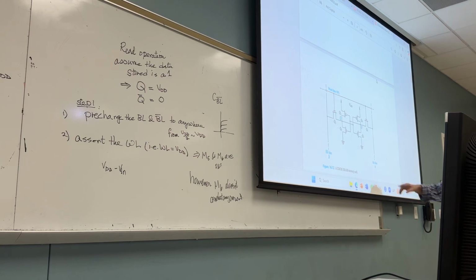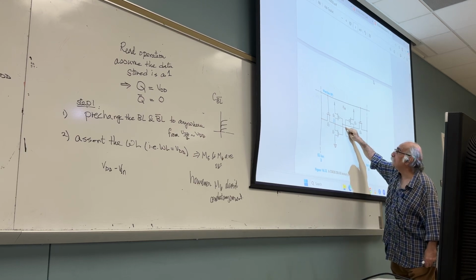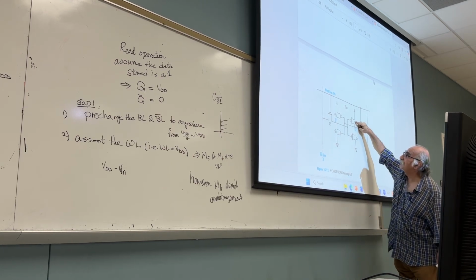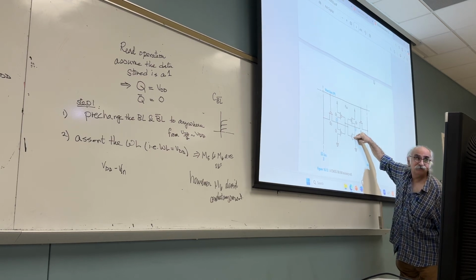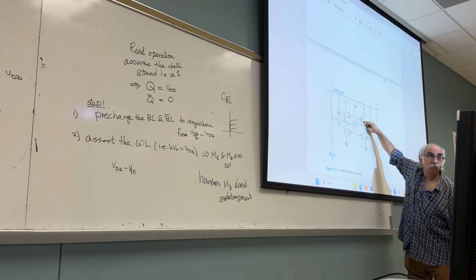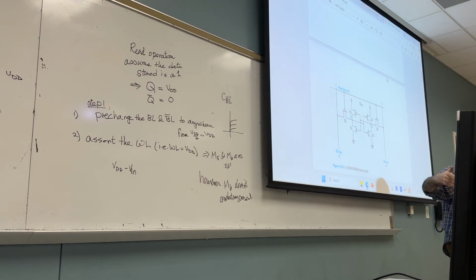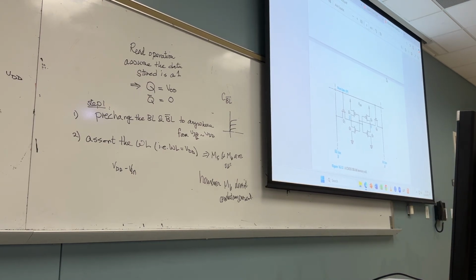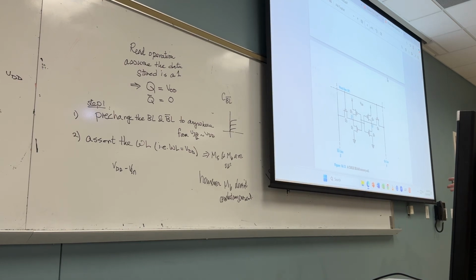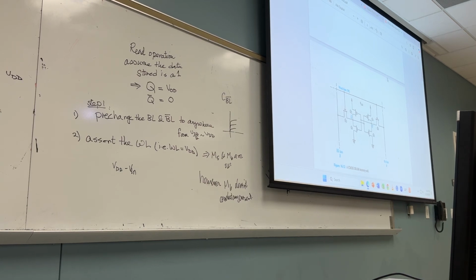How will it switch if this voltage across the capacitor goes higher than the threshold of this, what happens? This becomes what? On. This becomes what? Off. And the Q goes to where? Which means I changed the stored data. This is supposed to be which operation? Read operation. You are supposed to read the stored bit, not change it. Did you get it?